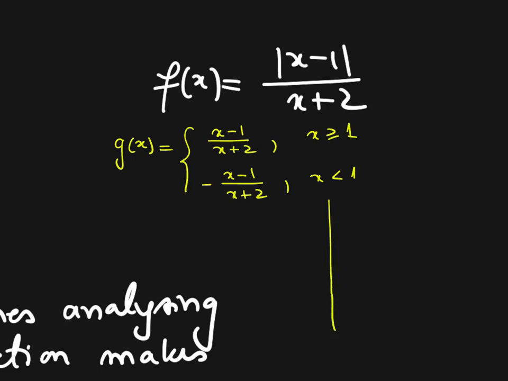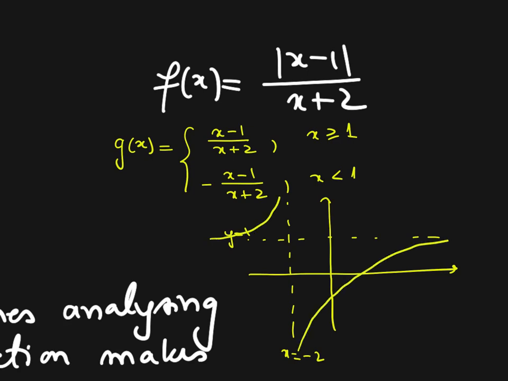Well, we can still graph y equals x minus 1 over x plus 2, which we know has y equals 1 for the horizontal asymptote and x equals negative 2 as the vertical asymptote. So when we graph it, it will come like this. Right, and now for x bigger than 1, so 1 is here, the graph is unchanged.